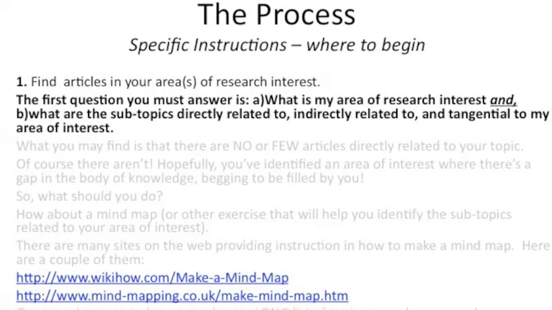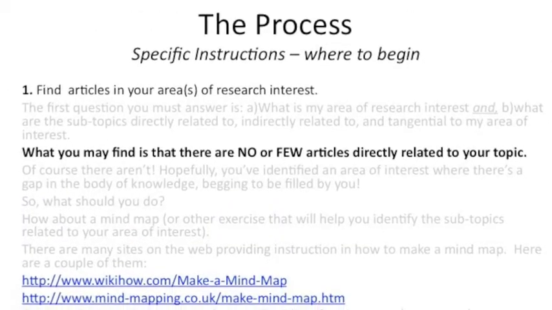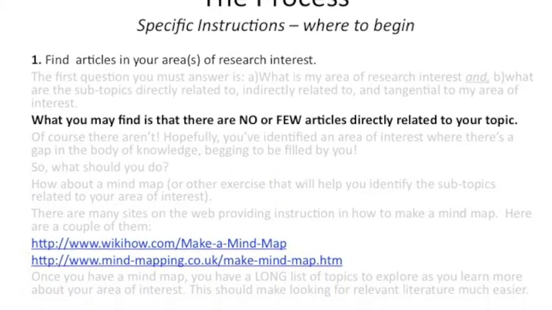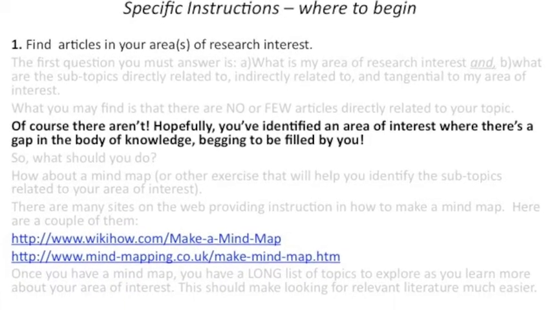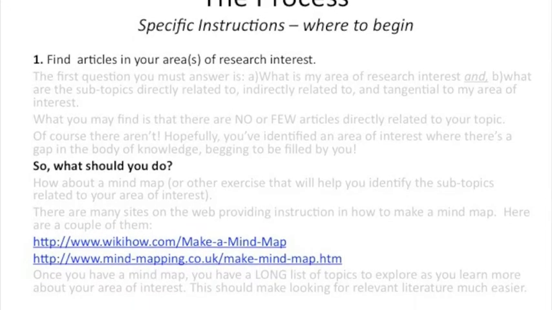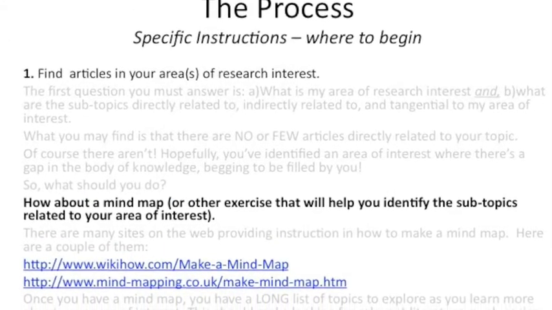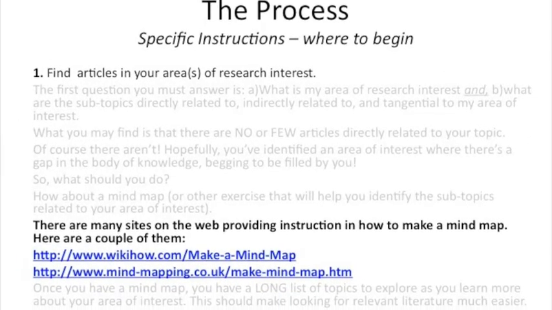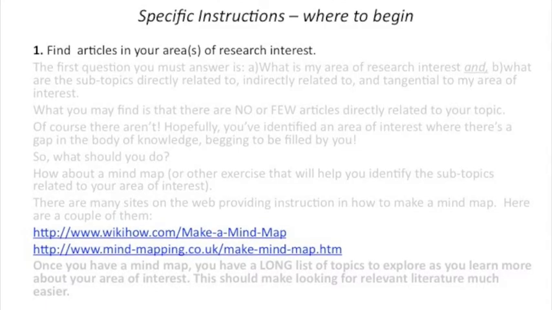First, you want to think about what topics you are looking for. What you may find is that there are no articles directly related to your topic. Of course there aren't, because you are looking at a gap in the knowledge. So what should you do? How about making a mind map to identify subtopics? There are many sites on mind mapping. Check these out.